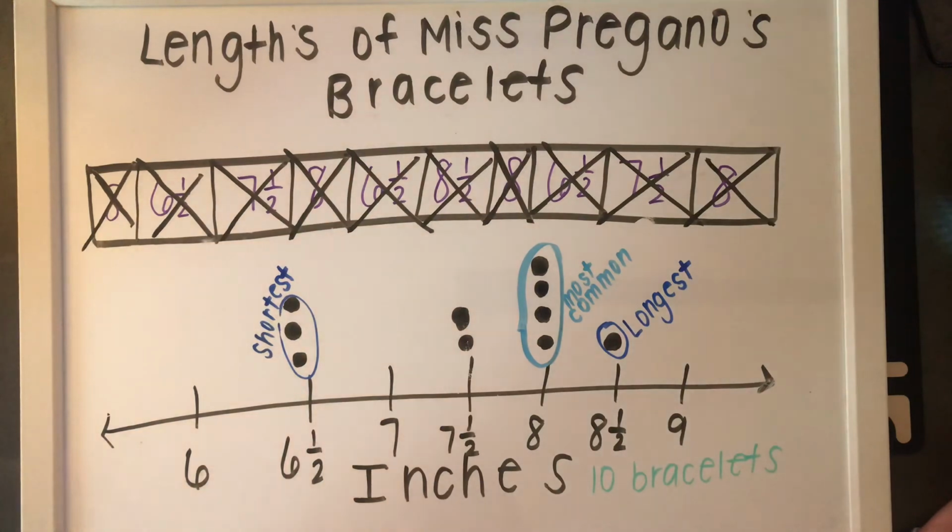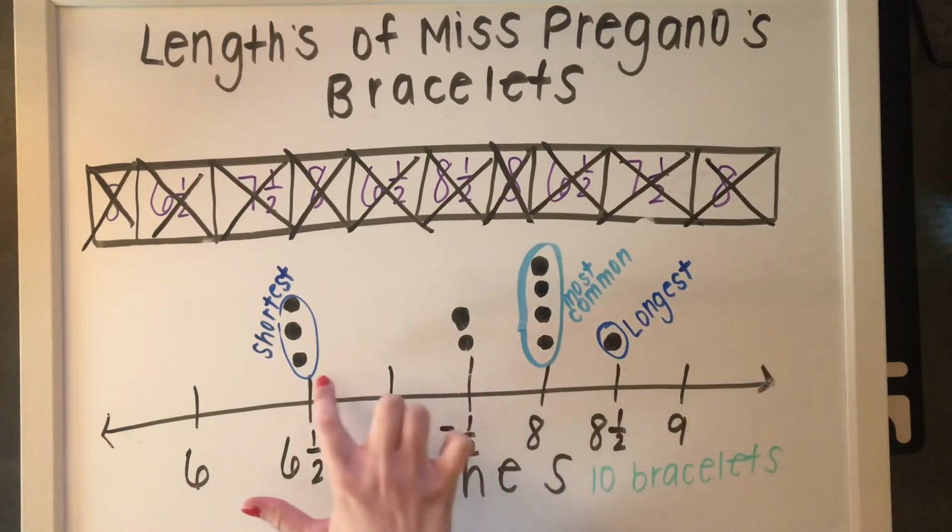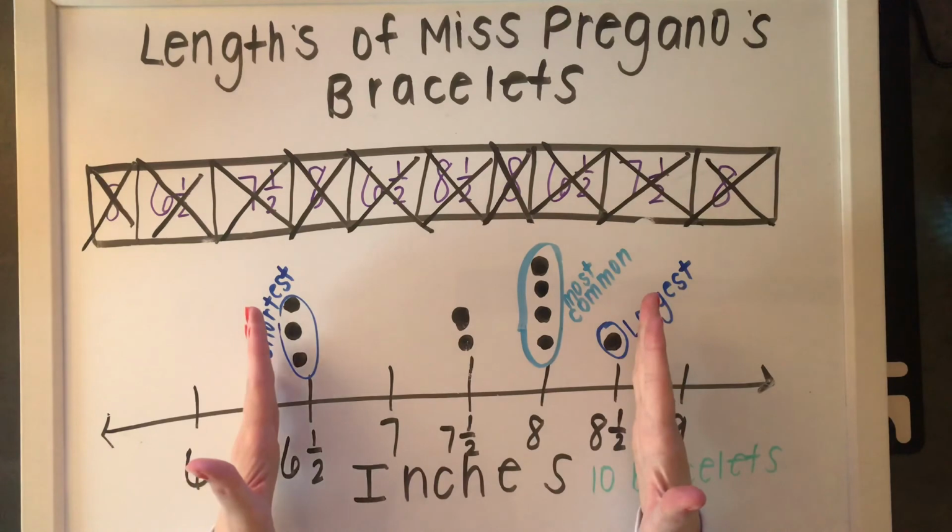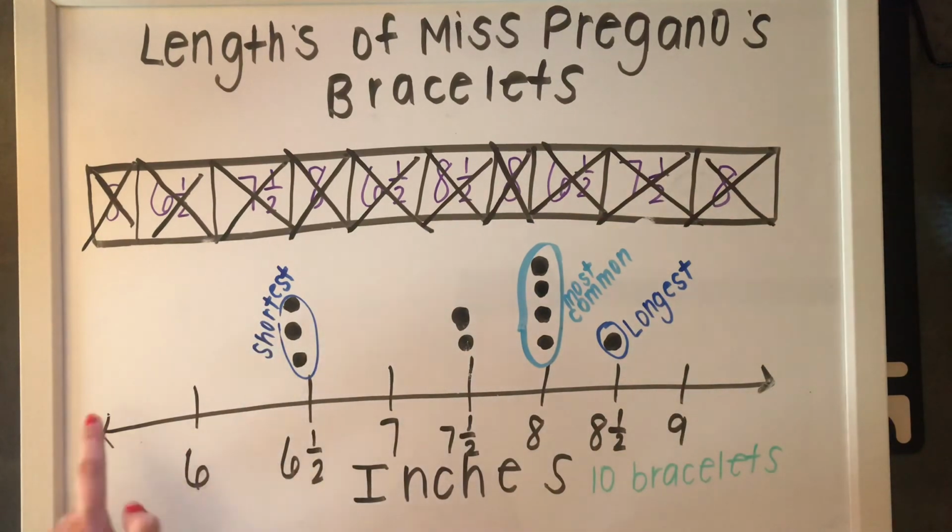If they ask you if there's an outlier today, on this line plot, there are no outliers. All of our plotted points are fairly close to each other. There's nothing that's 2 or more spaces away. These only have 1 space in between them, so that would not be an outlier.